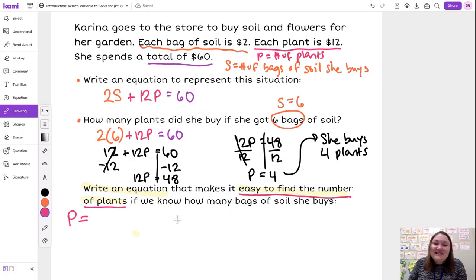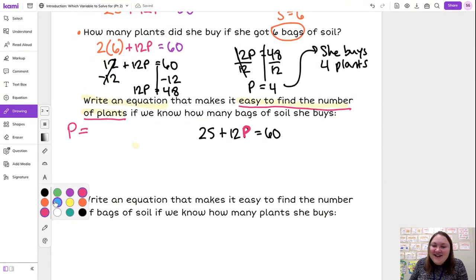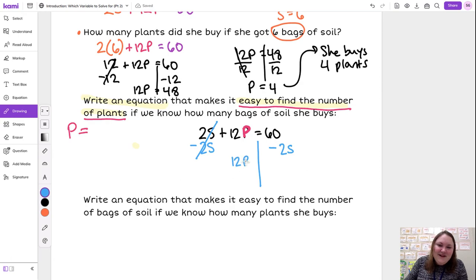So to do this, we're using that skill from yesterday. We can take this equation we wrote, 2s plus 12p equals 60, and we are just trying to solve that equation for p. We're trying to solve for the number of plants. So using what we learned yesterday, I'm going to use blue. If I want to solve for p, I start with that 2s. It's kind of like my constant. And I'm going to subtract 2s on both sides because 2s minus 2s is 0. It cancels. So I now have 12p equals 60 minus 2s.